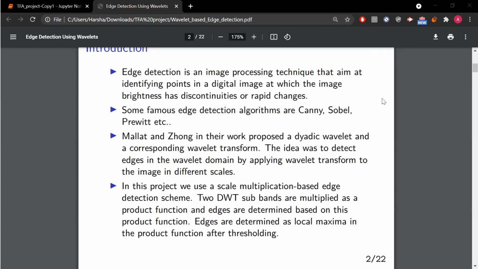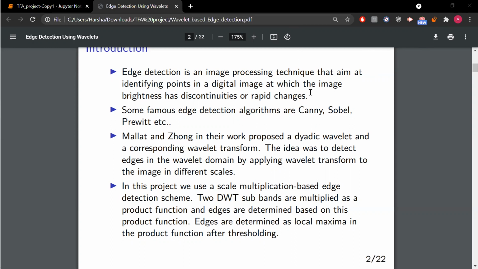Mallat and Zhong in their paper proposed a direct wavelet transform and a corresponding wavelet transform to find the edges. They constructed the wavelet transform based on a quadratic spline wavelet, which approximates the first derivative of the Gaussian. This is in fact very close to the Canny edge detection filter. They formed an edge map at each subband of DWT and combined them from different scales. Our project is based on Zhang and Bao's paper, Edge Detection by Scale Multiplication in Wavelet Domain.